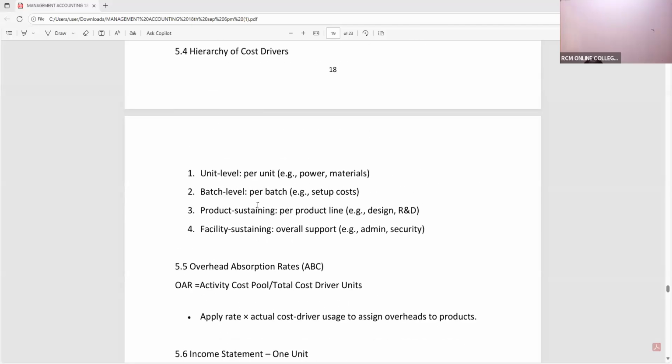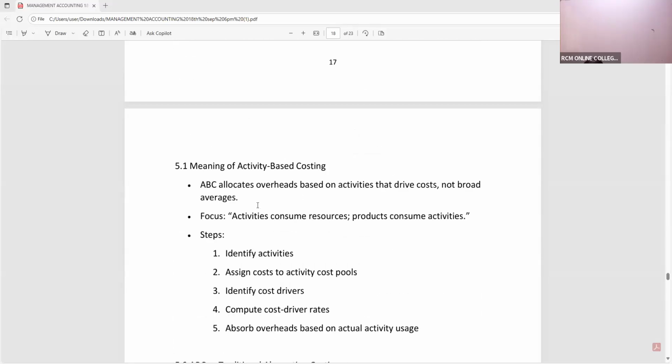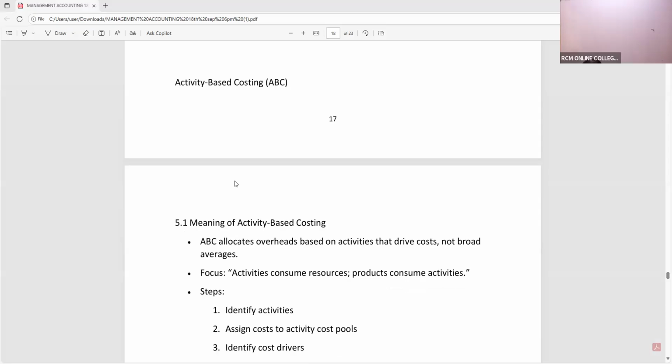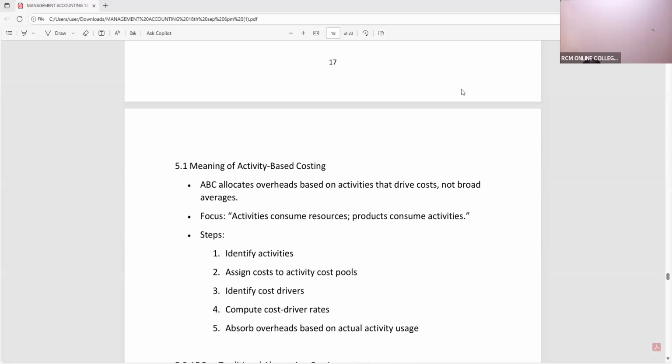So there are a few things that I would want us to go through first. What we call absorption costing, absorption, that is traditional. Then we have activity-based costing, ABC. So meaning of ABC: ABC allocates overheads based on activities that drive costs, not the broad averages like we normally do for the normal absorption. So basically we focus on activities.